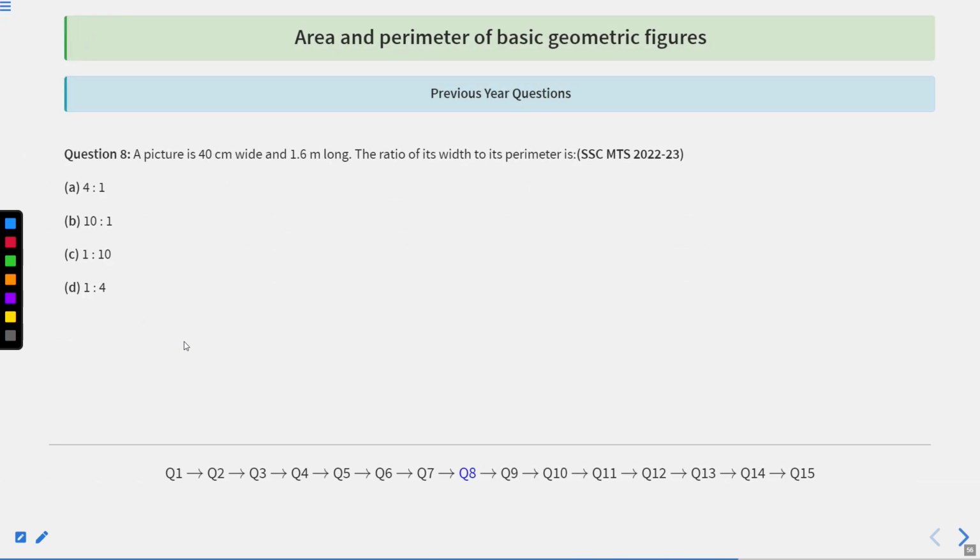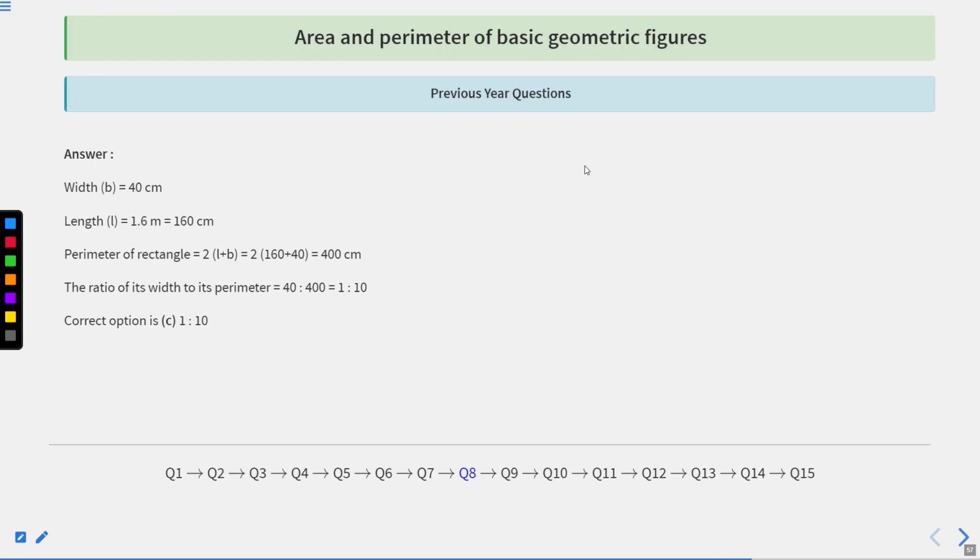Moving on to problem number 8. A picture is 40 centimeter wide and 1.6 meters long. The ratio of its width to perimeter is. So there is a picture whose length is 1.6 meters and width is 40 centimeters. So what is the ratio of its width to its perimeter? That is what we are interested in.